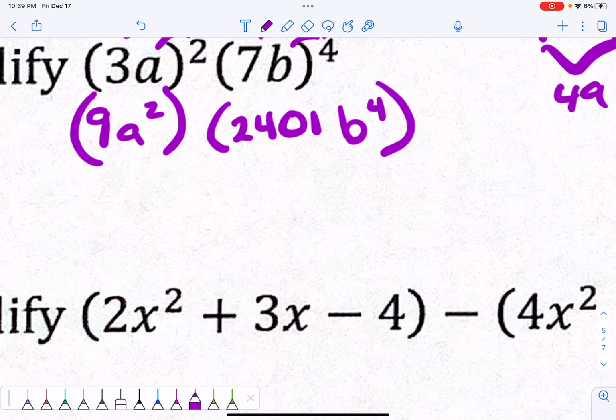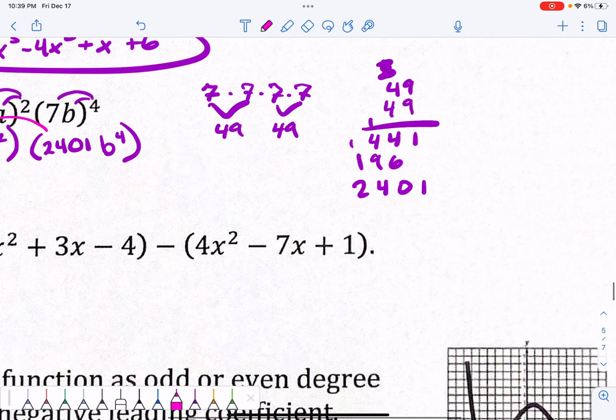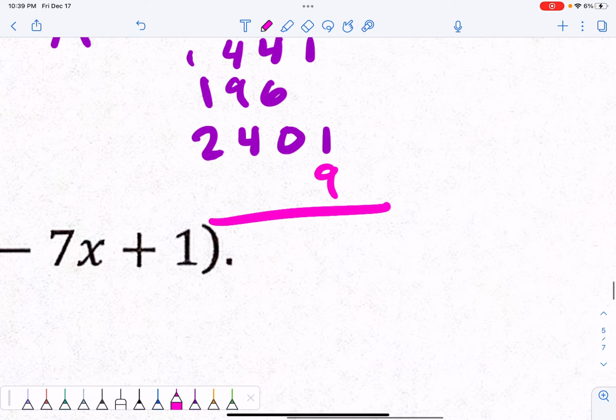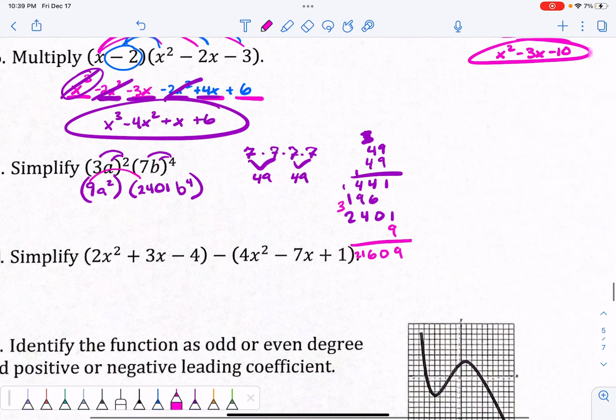And now we want to put those together. So we still have to multiply the 2401 by 9 now. Okay, so I'm going to take that times 9. This is the way you do it before calculators, right? I don't know if we even remember that. 9 times 1 is 9. 9 times 0 is 0. 9 times 4 is 36. Carry the 3. 9 times 2 is 18, 19, 20, 21. 21609.